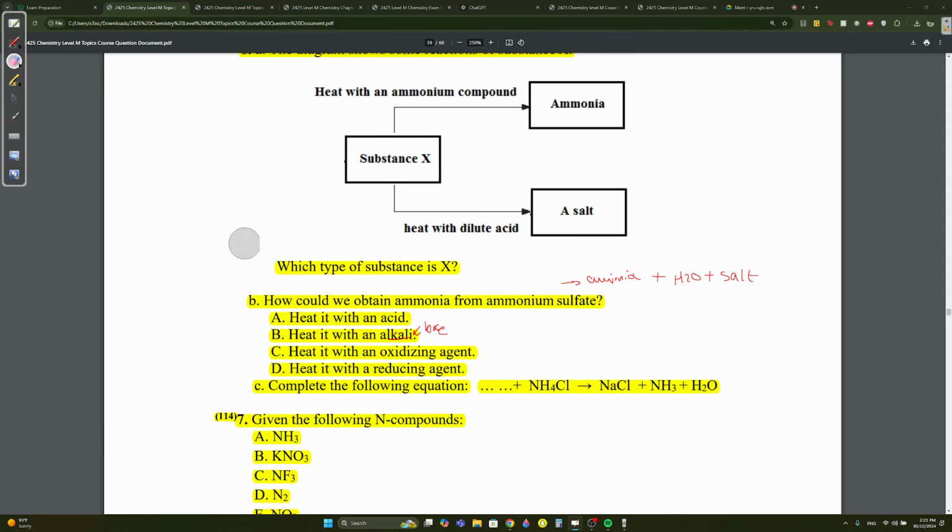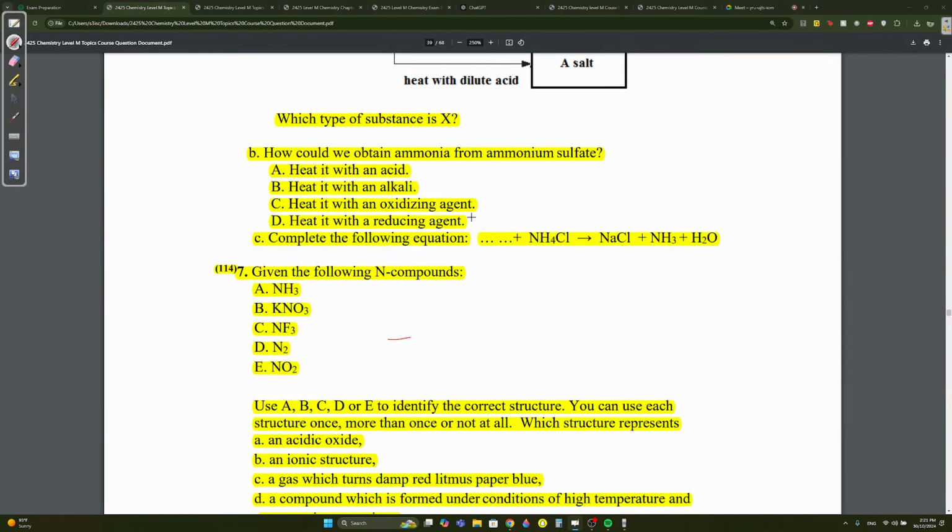Complete the following equation. Something plus ammonium chloride gets you NaCl, ammonia, and water. You should know that what we add to get the salt, ammonia gas, and water is always a base. We need Na in our base, right? So what's the base going to be? NaOH. It's always something OH. Since we need Na, we have to put NaOH. Very nice, very easy, very chill.